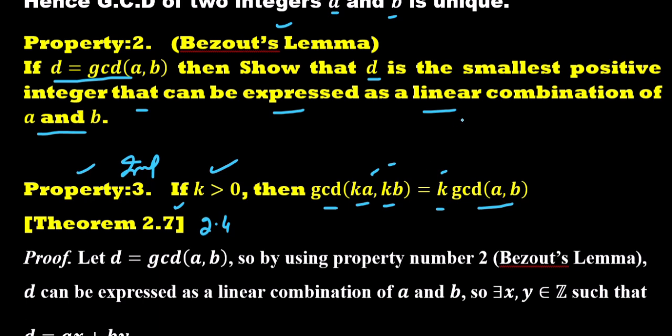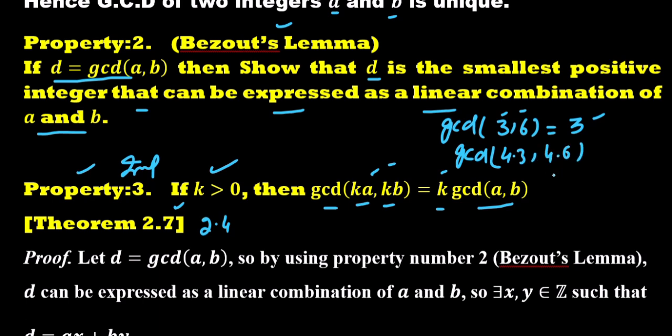For example, if we apply this result to some particular example, like I say, what is the GCD of 3 and 6? The GCD of 3 and 6 is 3. This 3 is the greatest common divisor that divides both numbers. Now, if we multiply both of the numbers by some number like 4, 4 into 3, 4 into 6, this becomes GCD of 4 into 3, 12, 4 into 6, 24.